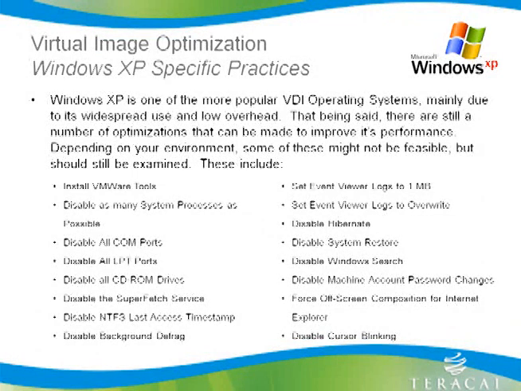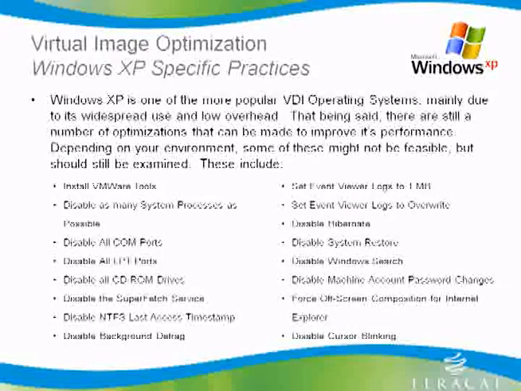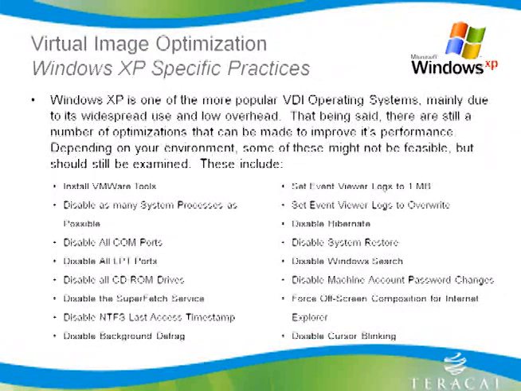And each operating system handles these things a little bit differently, so it's a good idea to understand the difference between XP and Vista and 7 as to why we're doing these things, because they will have different impacts depending on your platform. So, XP is one of the more popular VDI operating systems, mainly due to its widespread use and low overhead. It's a very, very cheap OS to run. That being said, there's still a lot of optimizations that can be made to improve its performance. Now, depending on your environment, some of these things might not be feasible. Some of these things are going to be requirements by your environment, but they should still be examined. So let's take a look at all these right now.